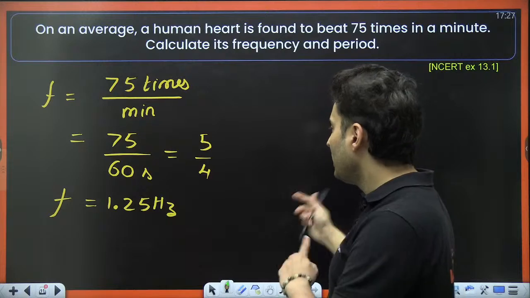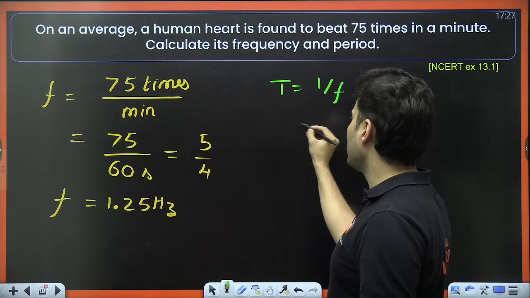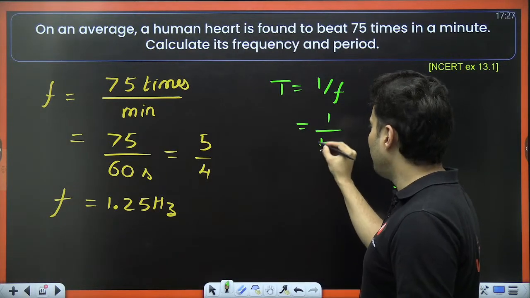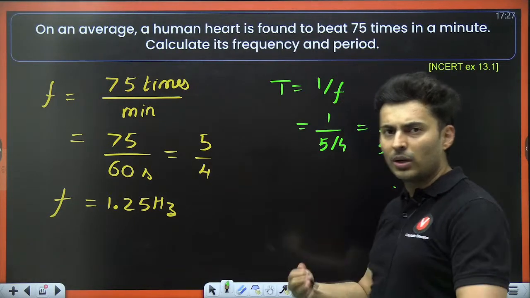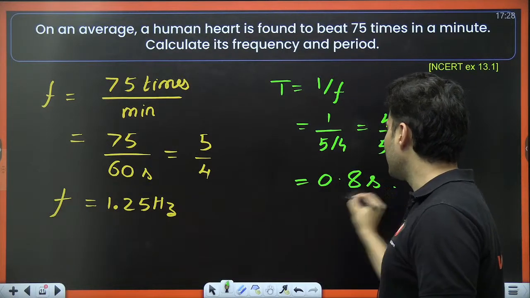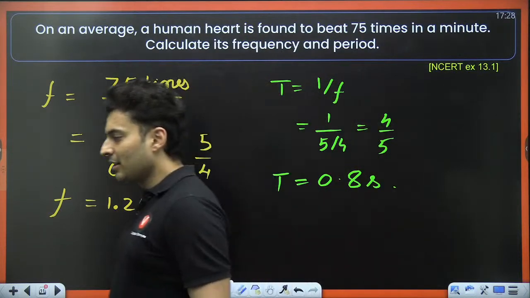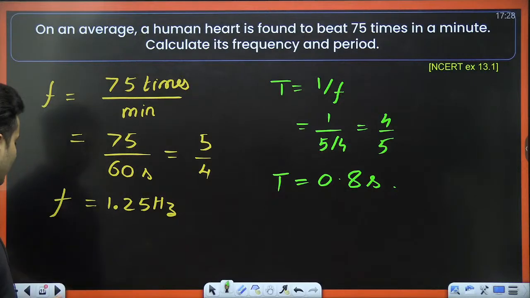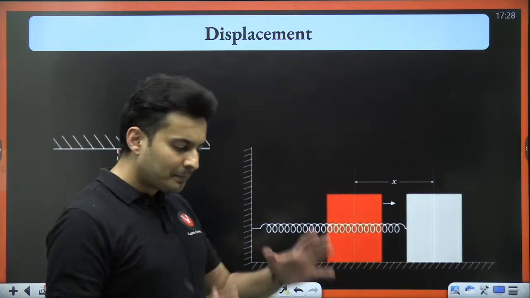Everybody agrees with this? Now we have to also find the time period. Time period is 1 by frequency. So it is 1 by 5 by 4, which I can write as 4 by 5 because frequency was 5 by 4. Time period is 4 by 5. 4 by 5 is 0.8 seconds. So that is the time interval between one beat to the next. I hope this is very, very clear. This is the same answer which we were expecting.